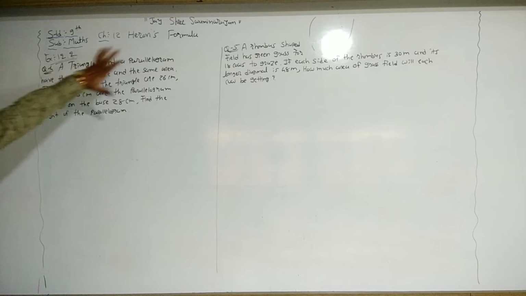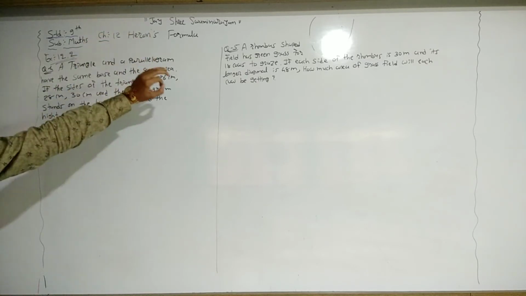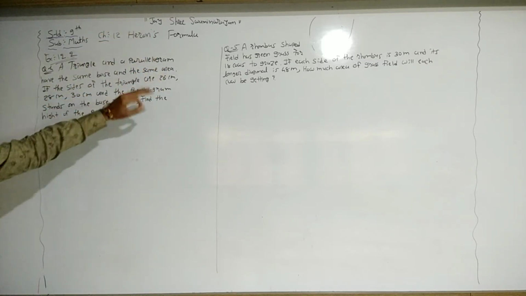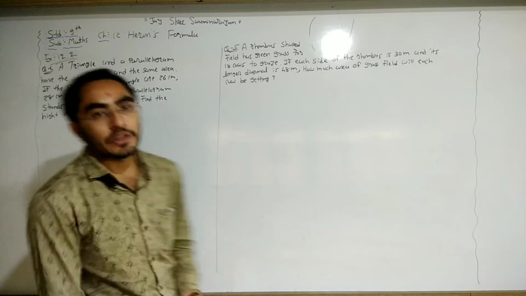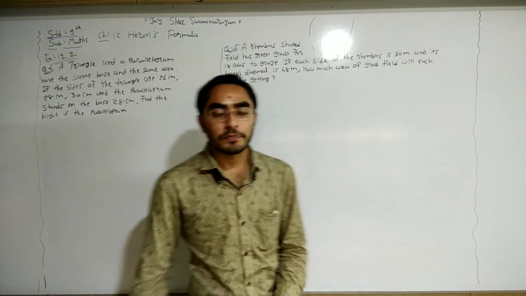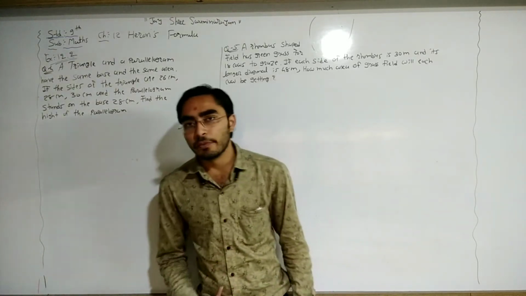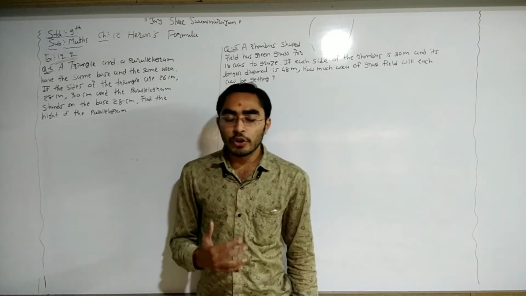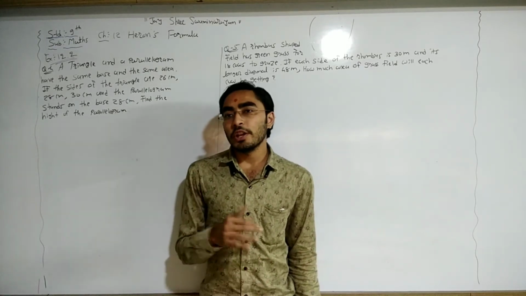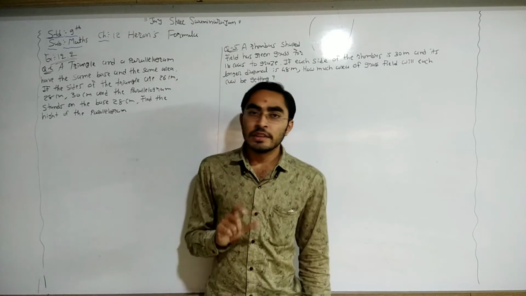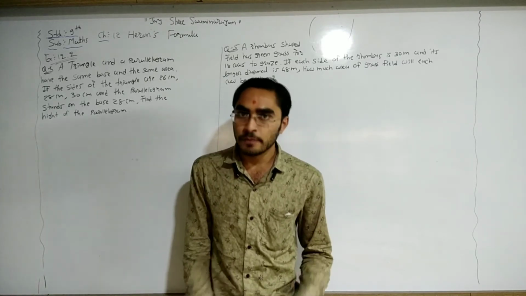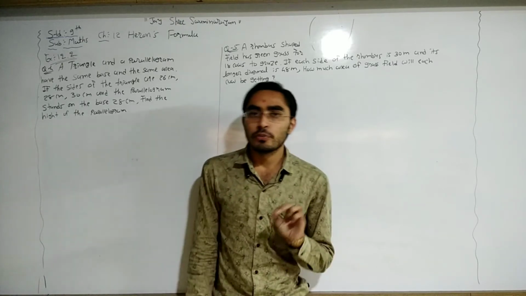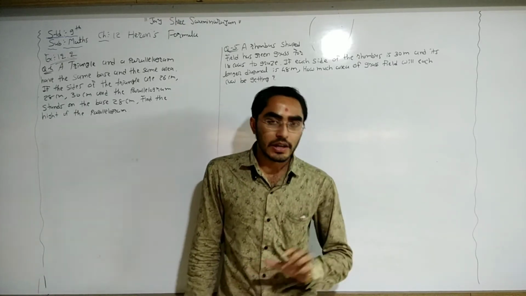Okay, triangle and parallelogram have same base and same area. Sides of triangle 26, 28 and 30, and base of the parallelogram is 28. We need to find the height of parallelogram. Okay, now how we can find the height? If you know the formula of area of parallelogram, then the area of parallelogram is equal to base multiply height.